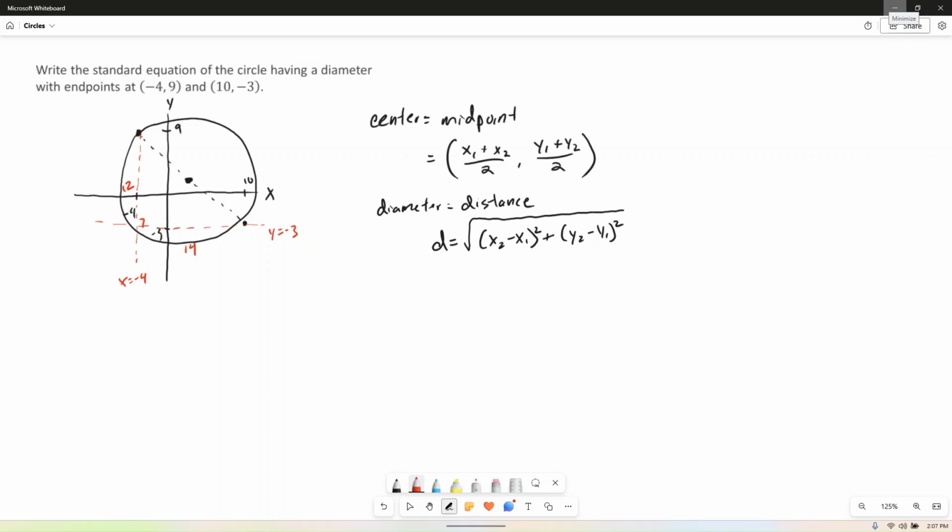Okay. So with that, I could go ahead and figure out what the length of the diameter is, right? The length of the diameter would just be the length of the hypotenuse. So I could use the Pythagorean theorem and say that I have 12 squared plus 14 squared, and that has to equal our diameter squared.